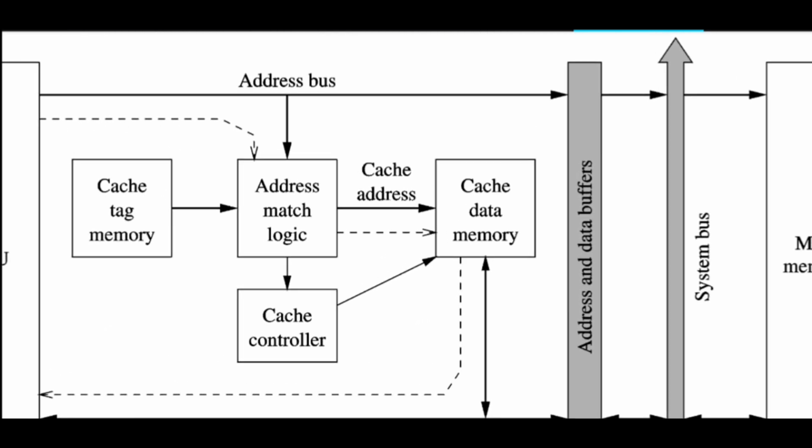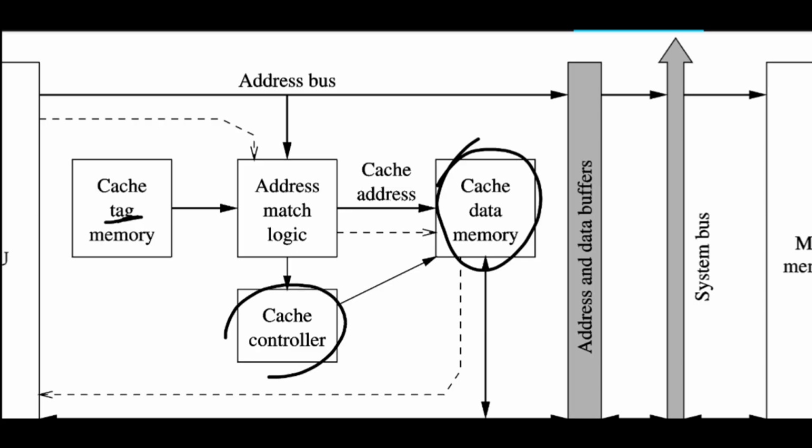First of all, there are three types of memory inside the cache. Actually, there are three partitions. One partition is for cache tag memory, another is for cache data memory, and another is the cache controller. Cache tag memory holds the tag addresses, and cache data memory holds the actual data.